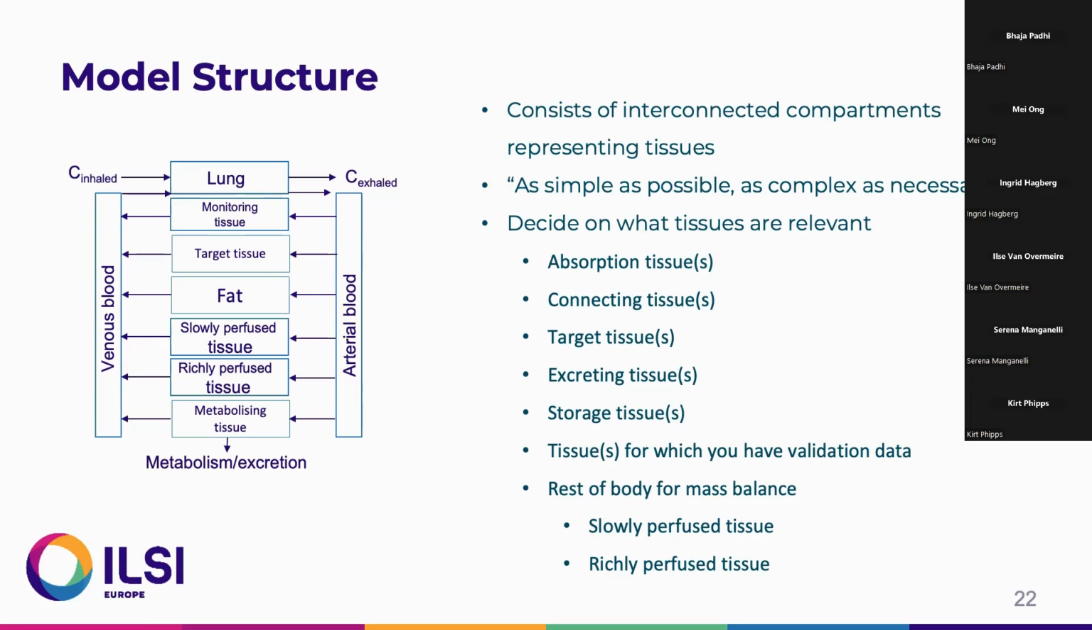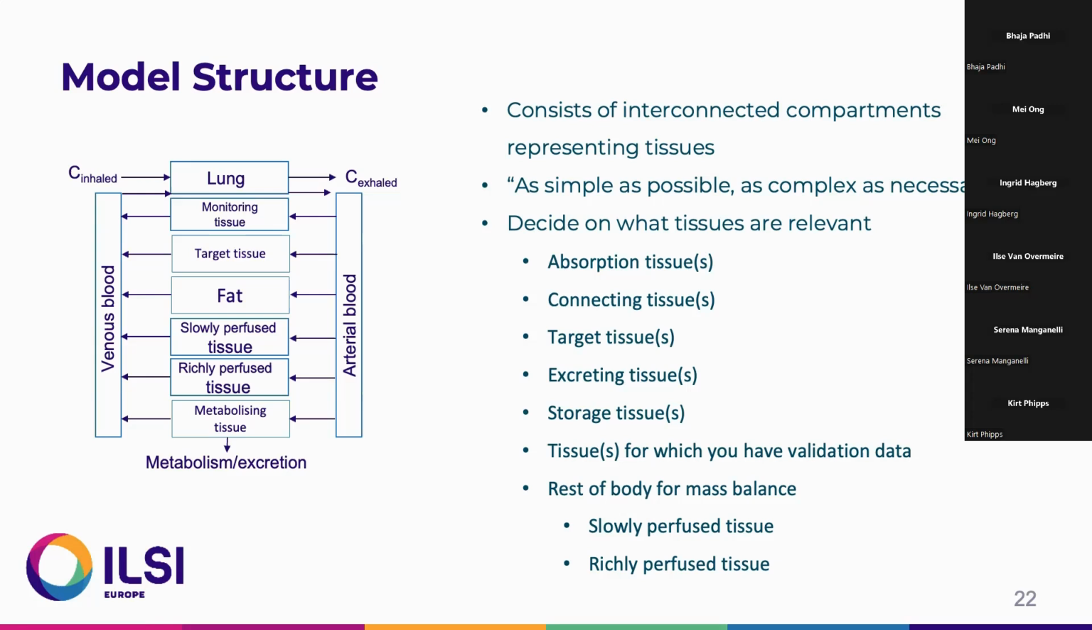You would need your target tissue. So if you're interested in neurotoxicity, you would include the brain. It would need excreting tissues, so that's usually the liver and the kidney. You would also need to include storage tissues. Fat is a very common compartment to include in these PBK models, because a lot of chemicals, particularly the lipophilic ones, will store in these tissues. And then, of course, it'd be good to include the tissues that you actually have validation data for. So it could be biomonitoring data, or if it's been tested in a certain setting in animals, it would be good to include that particular tissue.